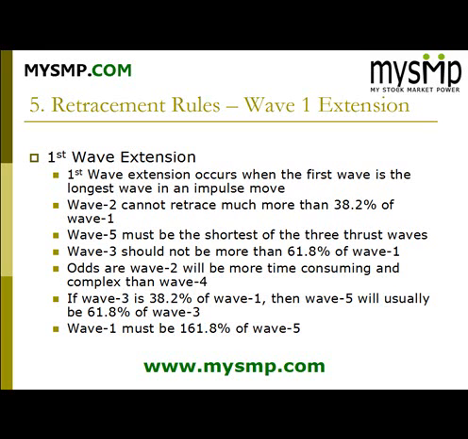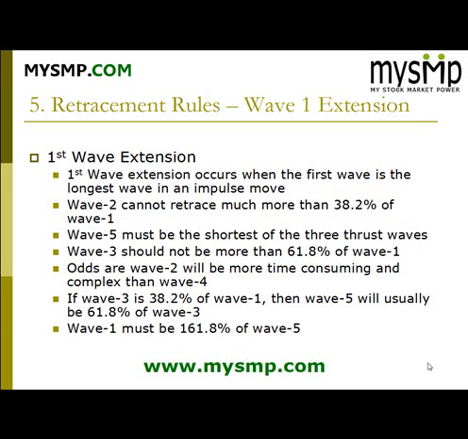So when we look at wave 1 extensions, we have some rules which are more subjective, meaning wave 2 cannot retrace much more than 38.2%. Wave 3 should not be more than 61.8% of wave 1. Odds are wave 2 will be more time consuming and complex than wave 4. And then the internal relationship we just spoke of. But the rules which are ironclad rules which cannot be broken: wave 1 must be the longest wave in the impulse move. Must be.